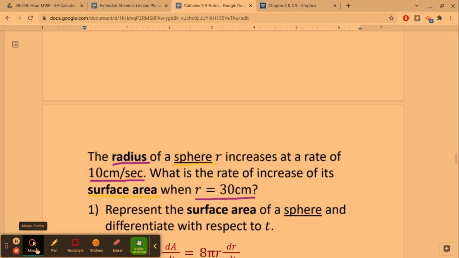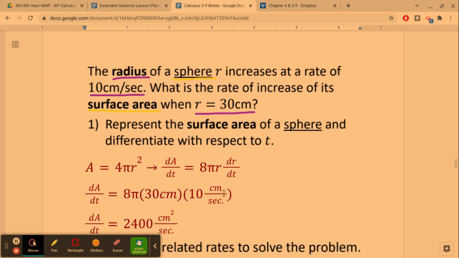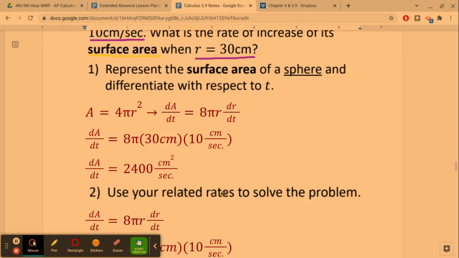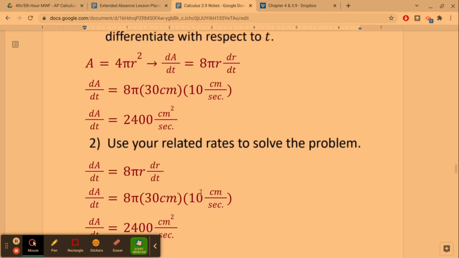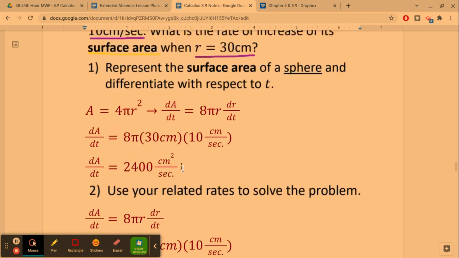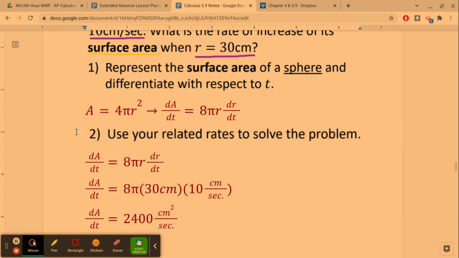I will assume you've given the problem a go. Let's look at the answer. We have A is equal to 4 pi r squared, and dA/dt is equal to 8 pi r dr/dt. I see that I have the entire problem right here, so I can just get rid of that because that is related to the second part. So I have dA/dt is equal to 8 pi r dr/dt. We found the formula here.